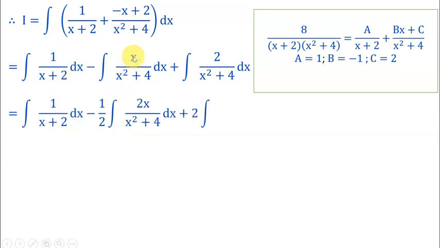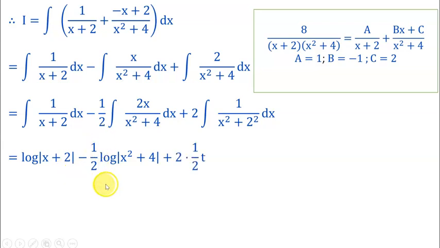Now arrange this numerator like this: 2x. But multiply and divide by 2 for the numerator and denominator, that is 1 upon 2. So it is minus 1 upon 2 integral of 2x upon x square plus 4 dx plus 2 integral of 1 upon x square plus 2 square dx, taking the 2 outside the integration. Therefore, its integration is log of mod of x plus 2, minus 1 upon 2 log of mod of x square plus 4, plus 2 into 1 upon 2 tan inverse of x upon 2, plus c.